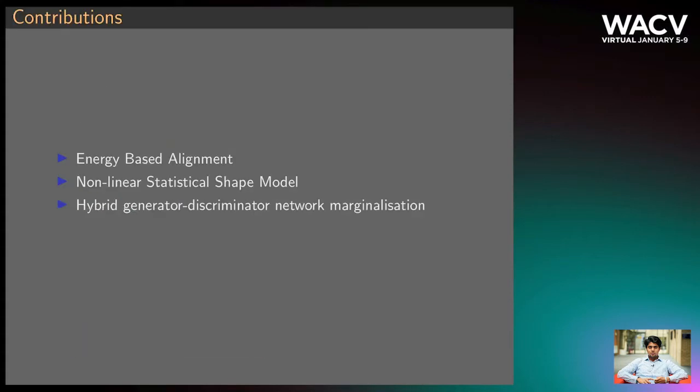There are three main contributions that I go over in this presentation. The first one is the way we align our landmarks. The second one is the statistical shape model that we use, and the third one is how we hybridize a statistical shape model and a discriminator network.